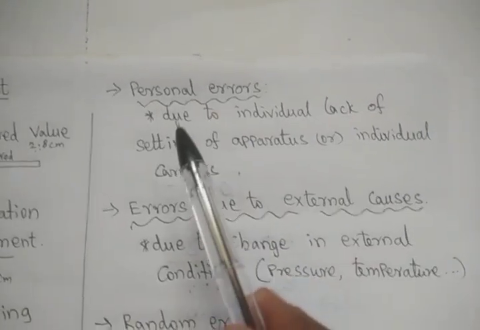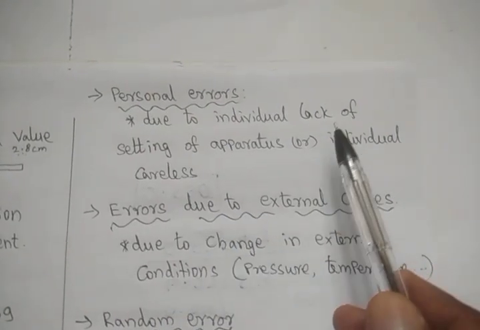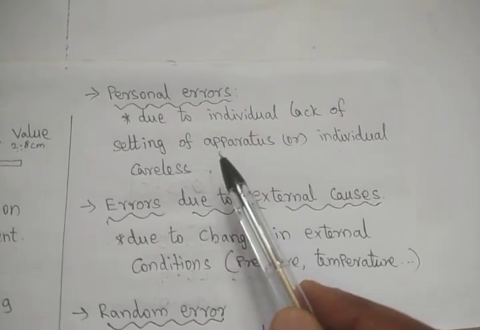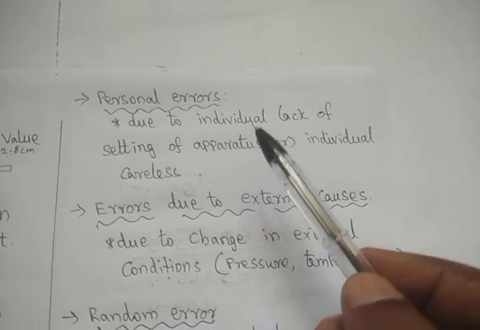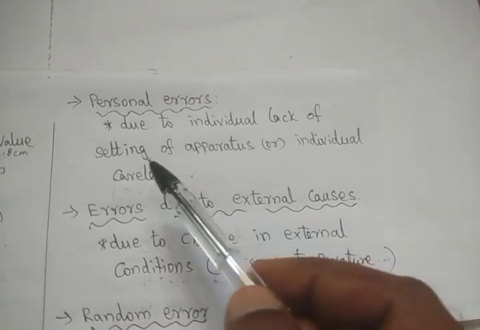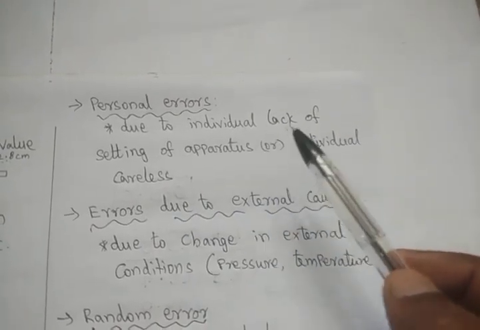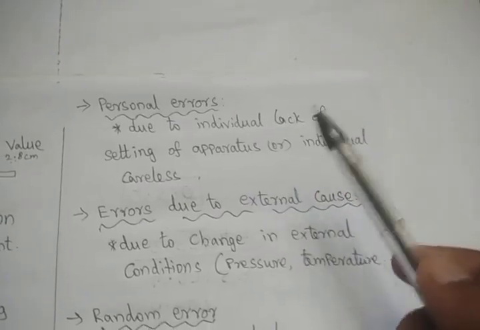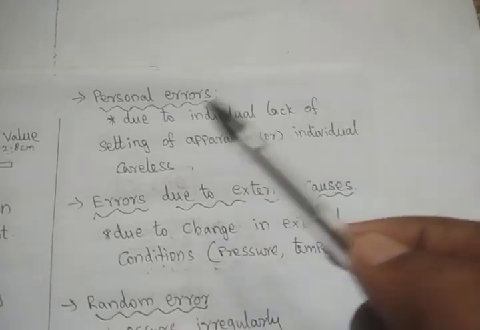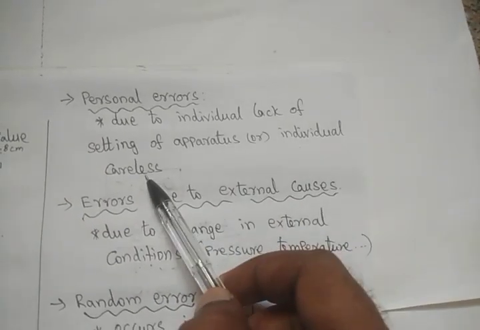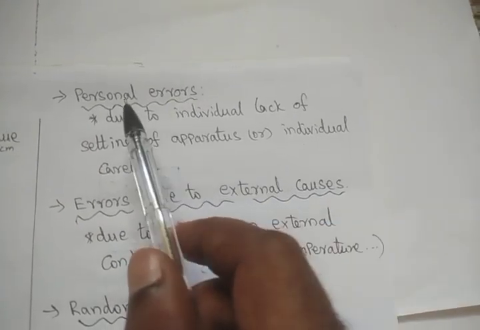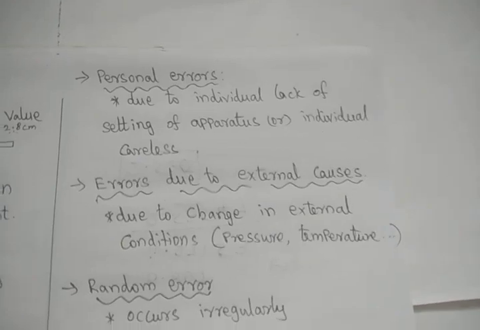Next one is personal error. This is due to the lack of the individual person. Some students do the experiments very seriously and take the observations correctly. Some students do not take the laboratory experiments seriously, and just take the readings. So due to laziness, lack of setting of the apparatus and individual carelessness, some errors will occur. That is called personal errors.